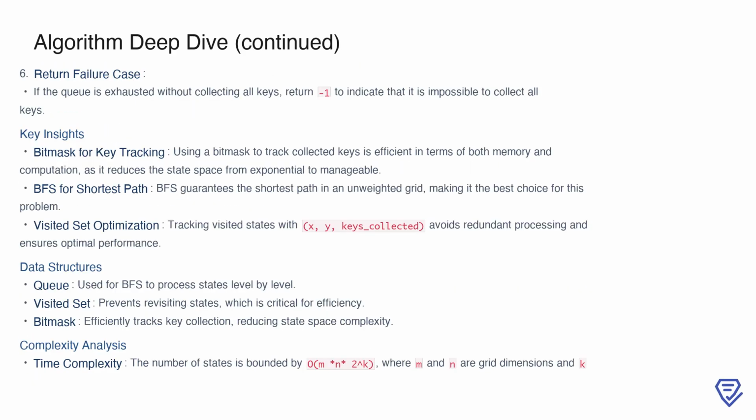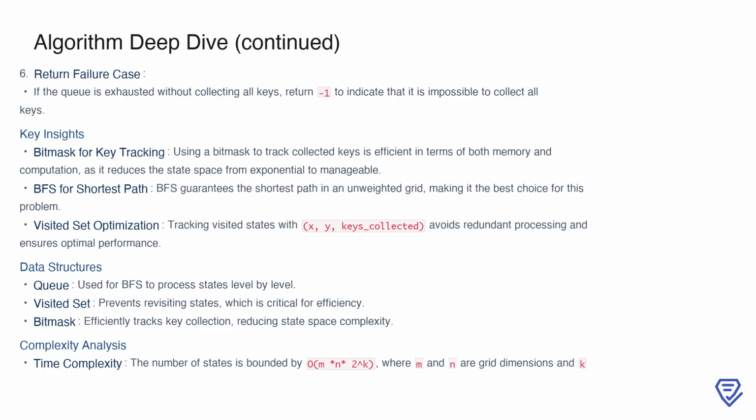It's also important to handle special cases to ensure the algorithm works correctly for all inputs. For example, if there are no keys on the grid, the shortest path is 0 steps since there's nothing to collect. If a key is completely inaccessible due to walls or locked doors, the function should return -1, indicating that it's impossible to collect all the keys. Similarly, if the starting position is invalid, such as being inside a wall or outside the grid, the algorithm should handle this gracefully. Finally, if the queue is exhausted without collecting all keys, the function also returns -1, signaling that there's no solution.